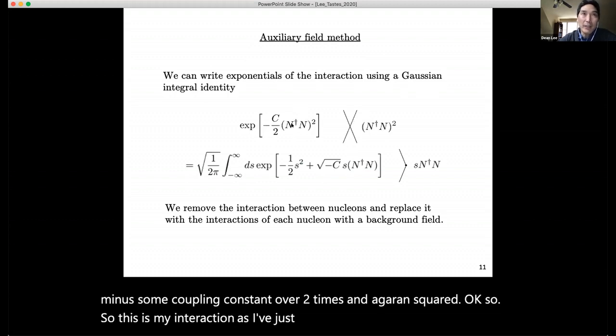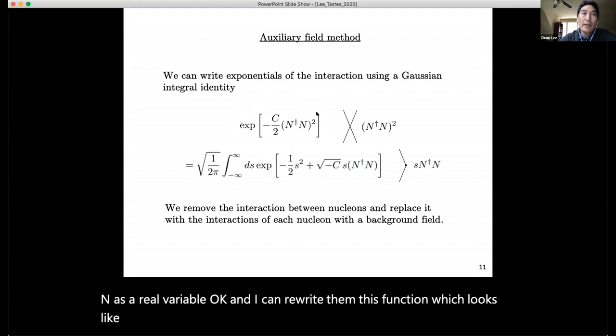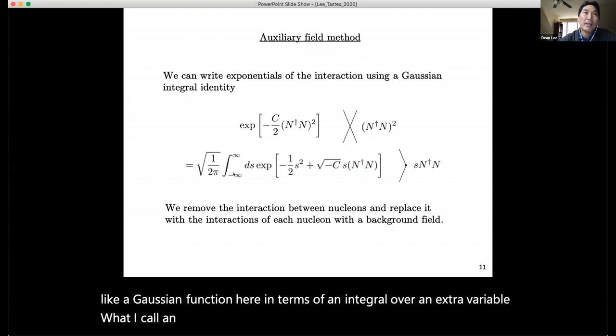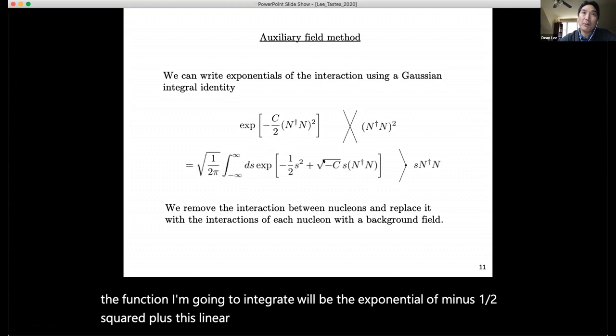But I can think of this n dagger n as a real variable, okay? And I can rewrite this function, which looks like a Gaussian function here, in terms of an integral over an extra variable, what I call an auxiliary variable, s, from minus infinity to plus infinity. But the function I'm going to integrate will be the exponential of minus 1/2 s squared, plus this linear term in s times some coupling times n dagger n.